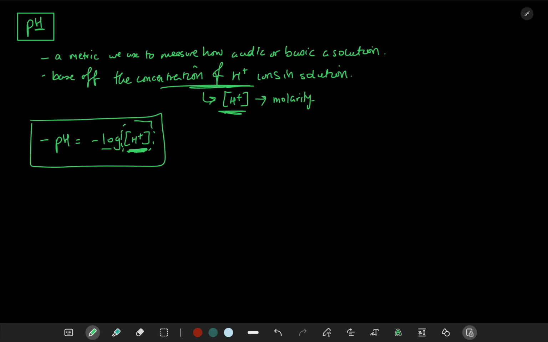Okay. Now let's talk about why we use a logarithmic function and why it is a negative. The reason we use the log function for pH is because the hydrogen ion concentration in solutions can vary greatly, and logarithms help to compress that range. So let's talk about what we mean by that. Let's look at an example here, right?